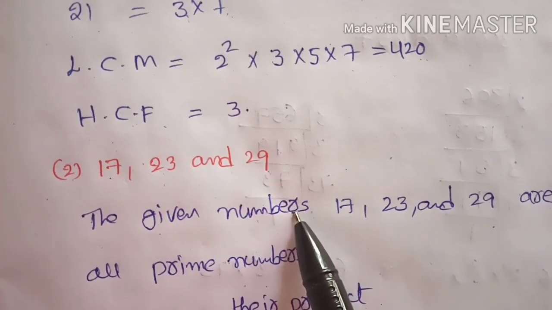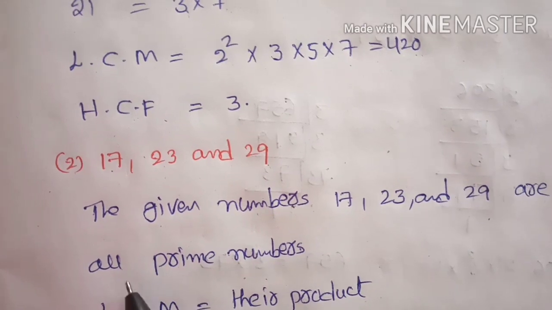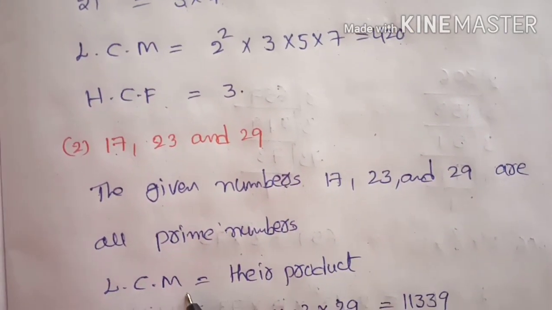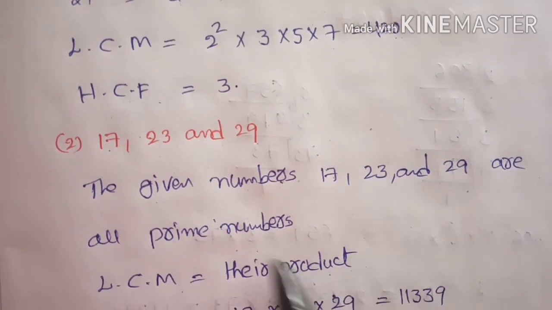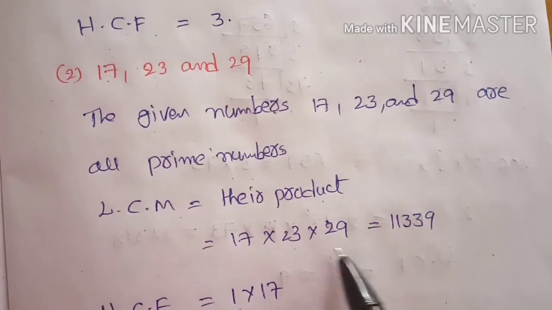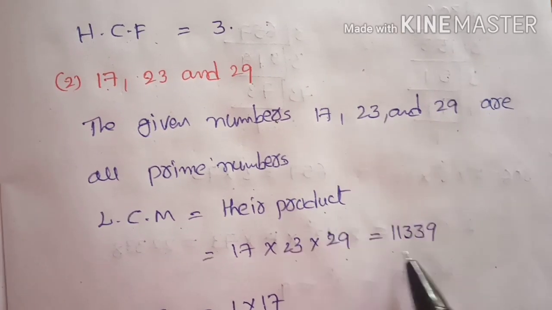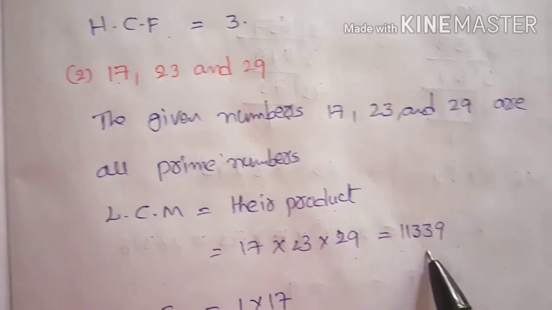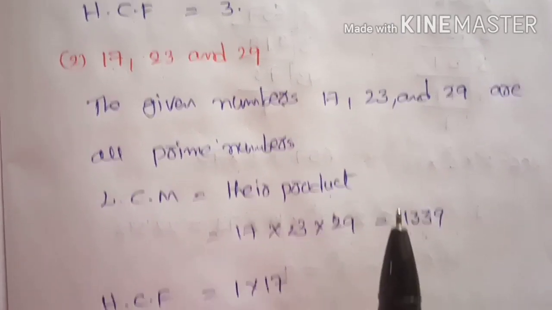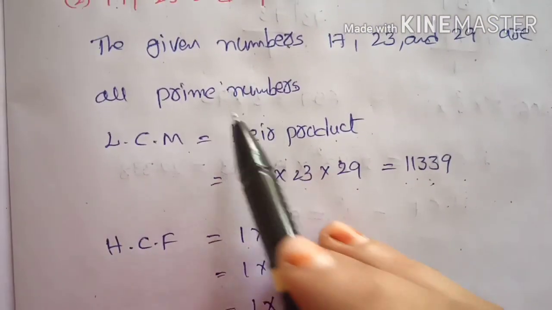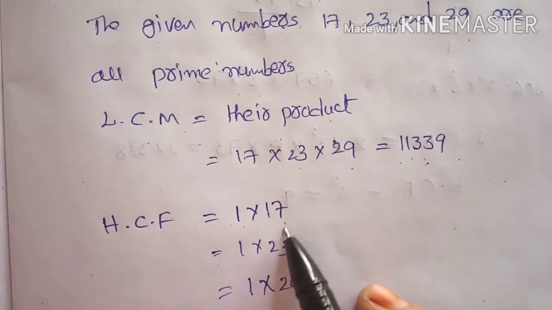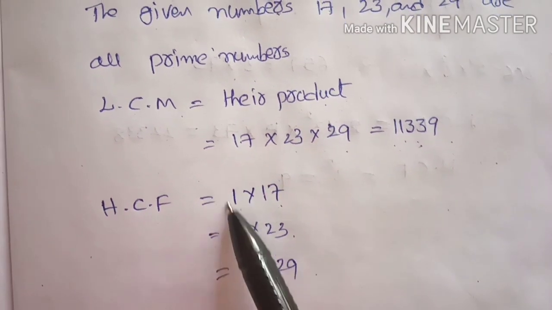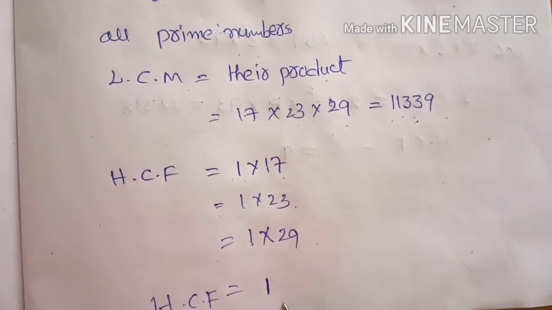Next question, 17, 23 and 29. The given numbers 17, 23 and 29 are all prime numbers. Then LCM is their product: 17 into 23 into 29, that is equal to 11339. This is the LCM. Next, HCF. These are prime numbers: 1 seventeen is 17, 1 twenty-three is 23, 1 twenty-nine is 29. Then 1 is the HCF.